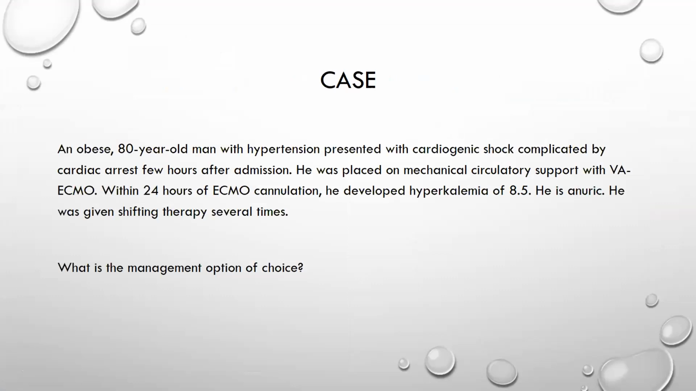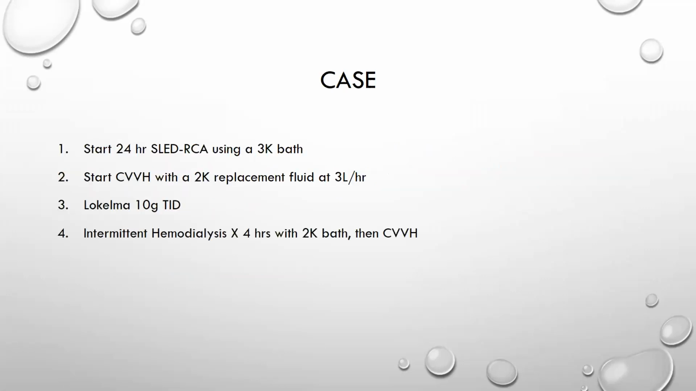We have an 80-year-old obese male with hypertension with cardiogenic shock complicated by cardiac arrest a few hours ago, placed on VA ECMO. Within 24 hours of cannulation, hyperkalemia of 8.5. He's anuric. He was given temporizing medications several times. So what do you do in this case?